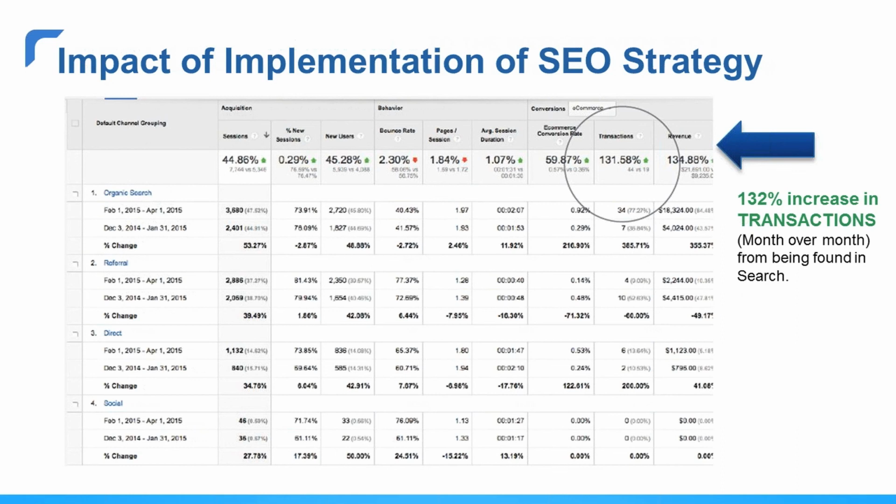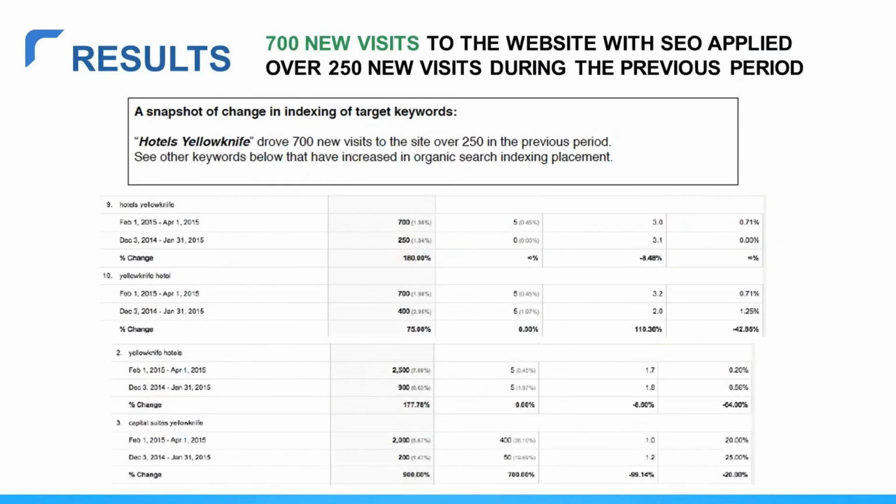Specifically, within a couple of months, there was an increase, and this is a perfect benchmark, of 132% more transactions. Again, that was tied to a goal funnel from organic search. And that was primarily due, and if we can move to the next slide, to a couple of key keywords that we optimized for, including hotels and Yellowknives.